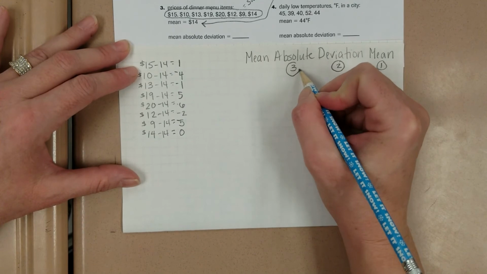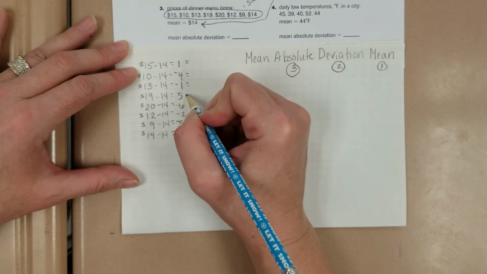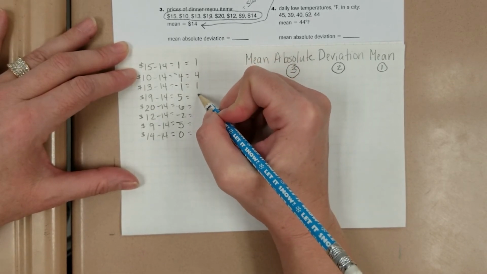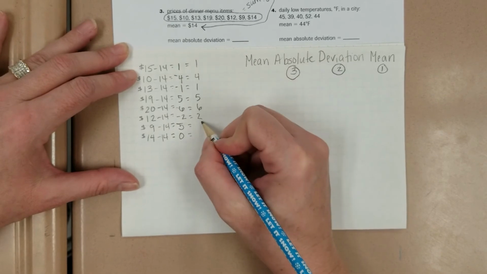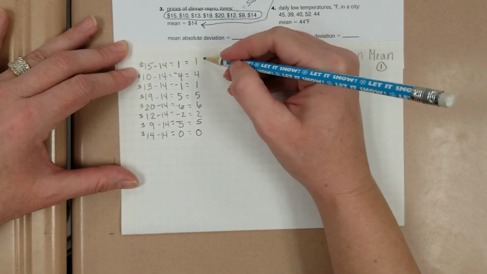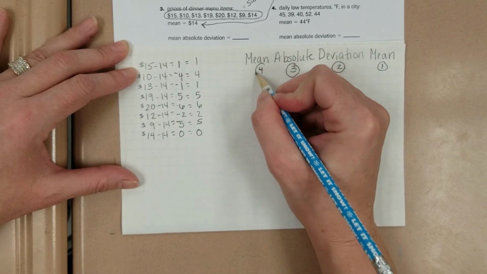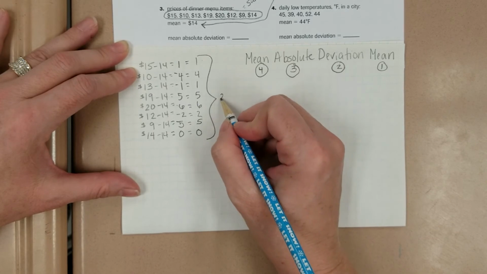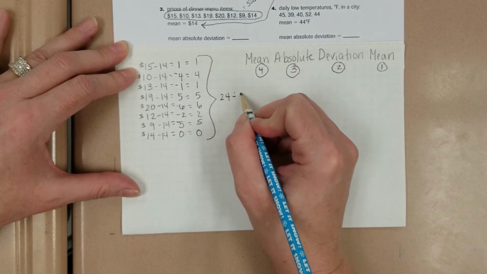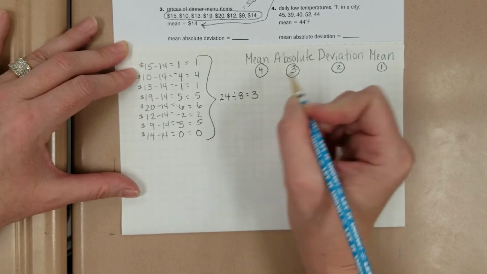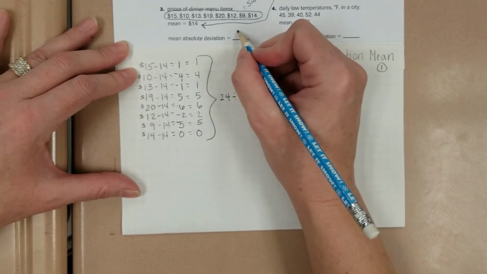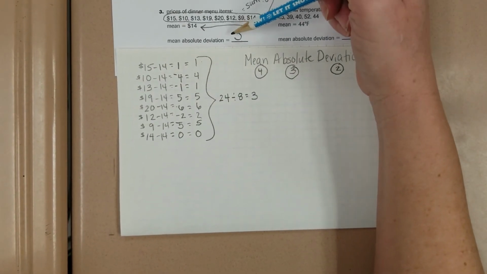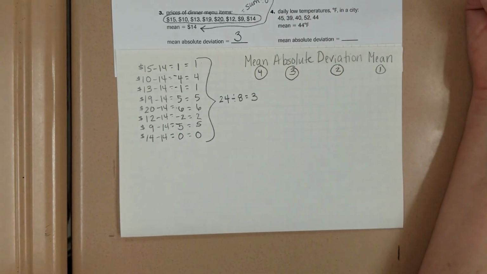Step 3, we're going to convert these to their absolute values. 1, 4, 1, 5, 6, 2, 5, 0. And now, step 4, we're going to find the mean of these numbers. So when I add all of these numbers up, I get 24. There are 8 of them, so I divide by 8, which gives me 3. So the mean absolute deviation is 3. That means on average, each price deviates from the mean by $3.